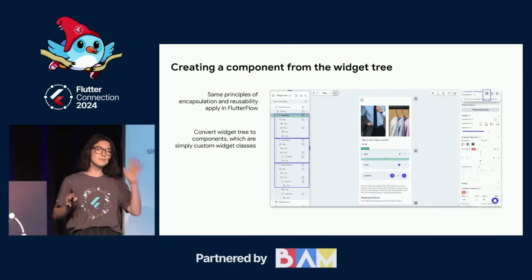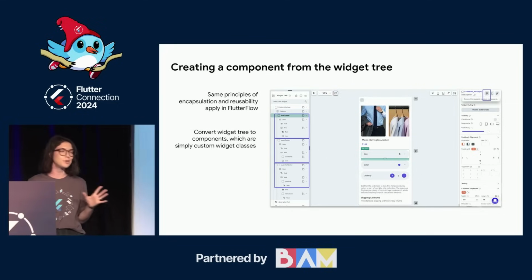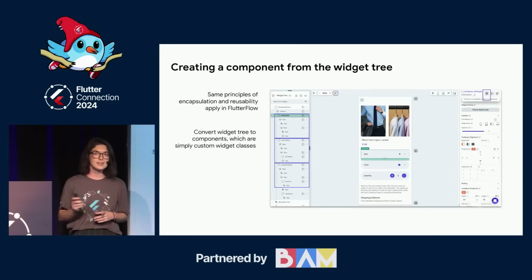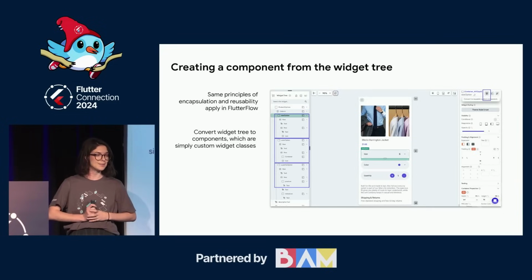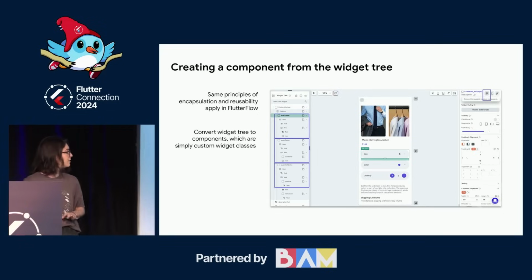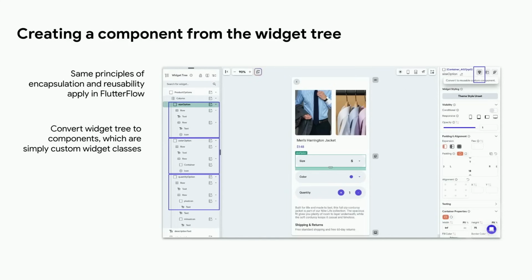All right, so that was pages and a little bit of how we generate code in general. Now let's talk about creating components. So when I first created this page, I have these 3 different option buttons on my page to do things like select my size, my color, the quantity of the item that I want to add to cart. And at first, I just added these to my page's widget tree.